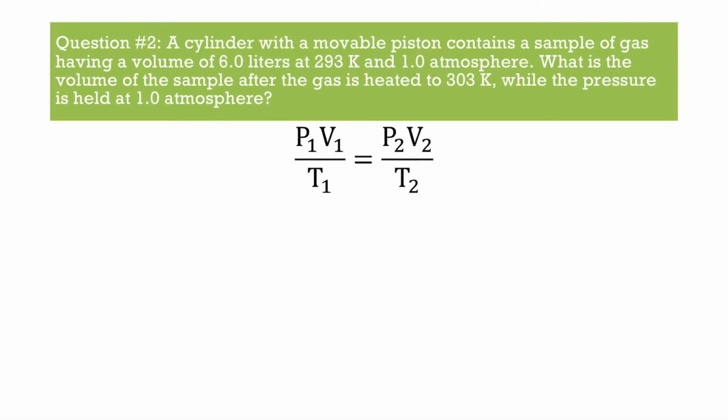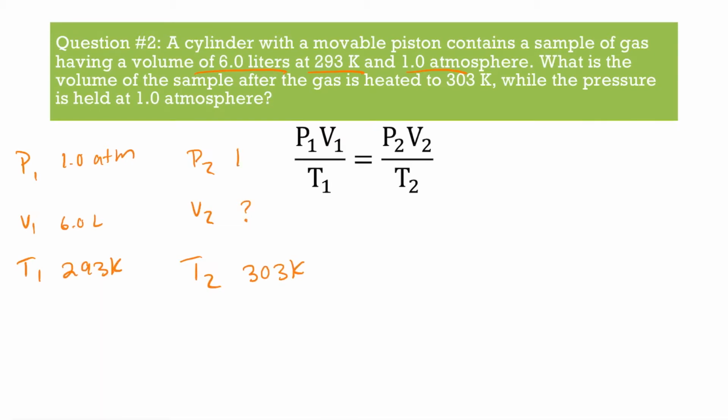Okay, so going into the next question, we have our formula. So let's write P1, V1, T1, P2, V2, T2. A cylinder with a movable piston contains a gas having a volume of 6 liters at 293 K and 1 atmosphere. And then, what is the volume? So we're looking for this. When the gas is heated to 303 K and the pressure is held at 1 atm.